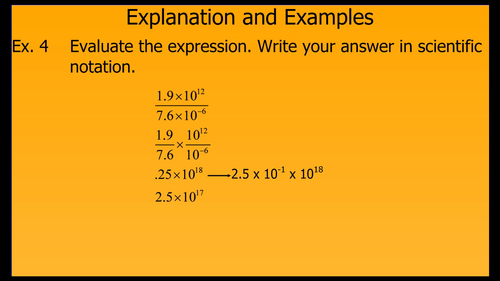Again, we need to be careful because 0.25 does not meet our criteria of a number between 1 and 10. So we convert 0.25 to 2.5 times 10 to the negative 1. Then we combine that with the 10 to the 18th, and we get 2.5 times 10 to the 17th as our final answer in scientific notation.